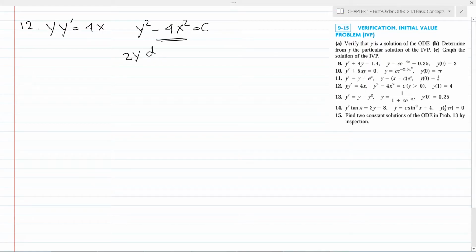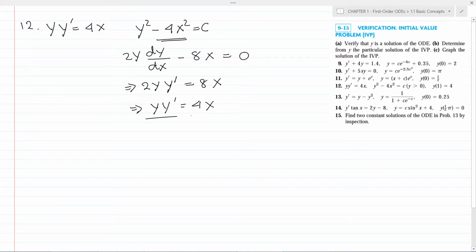2y dy by dx minus 8x equal to 0, which implies 2y dash equal to 8x, or y dash equal to 4x, which is the given differential equation. So we know that this solution that is given is a general solution of the differential equation.